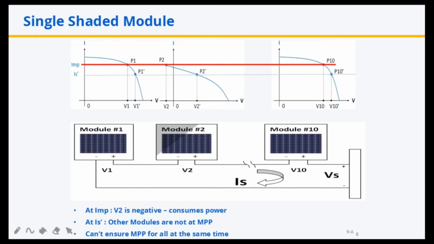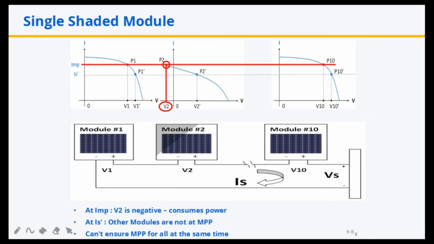Where is the operating point of the second module now? In fact, we could extrapolate the IV curve to the left, that is for negative voltage values, and then we find that the IMP line intersects the IV curve for the second module at P2, and the voltage V2 for this point is negative. What does this mean? It simply means that the second module produces negative output voltage.